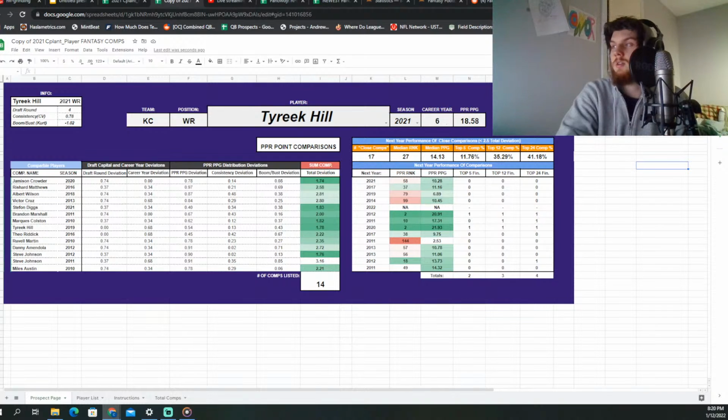So this is Tyreek Hill's 6th career year, and to run the actual comps, because this isn't really what it's coming up as comps, you still have to press this button. So you press the button and it's going to run a script.